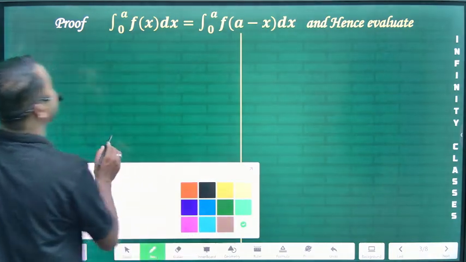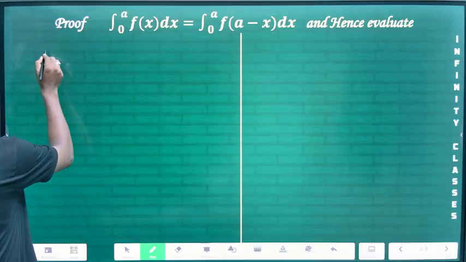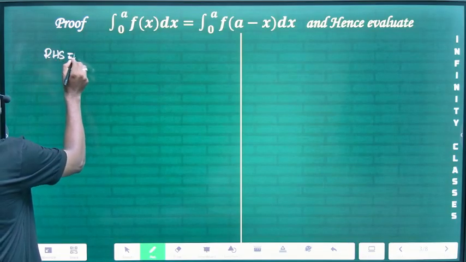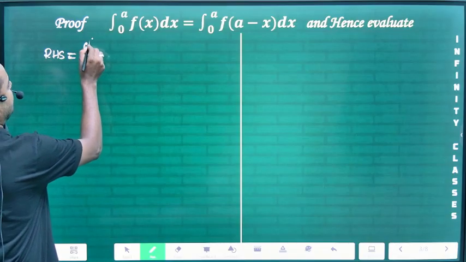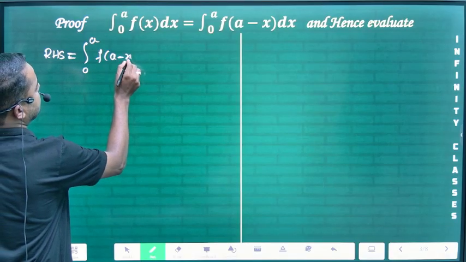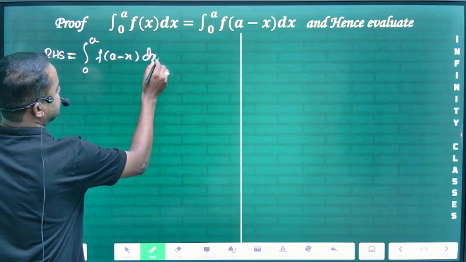First, to prove this one I will take RHS. What is RHS here? Integration of 0 to a f of a minus x dx. This is the RHS.